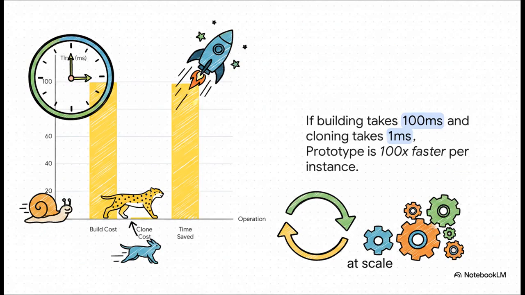And just look at the difference in performance. It's not a small improvement. It's staggering. If your build cost is 100 milliseconds, but the clone cost is just 1 millisecond, you've just made that operation 100 times faster, a 100x speedup. In a high-traffic system, that isn't just nice, it's a total game changer.